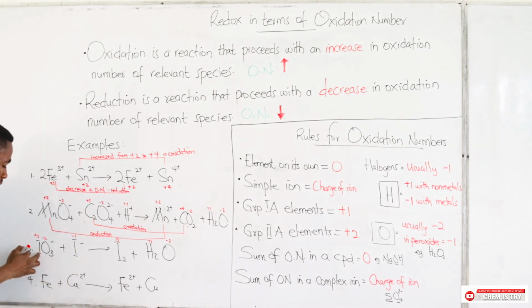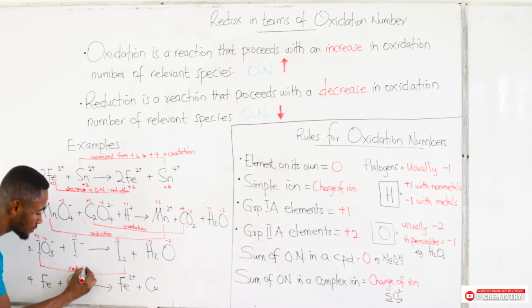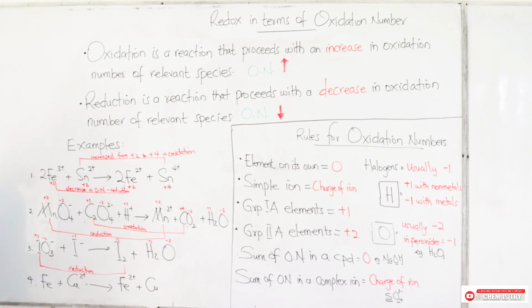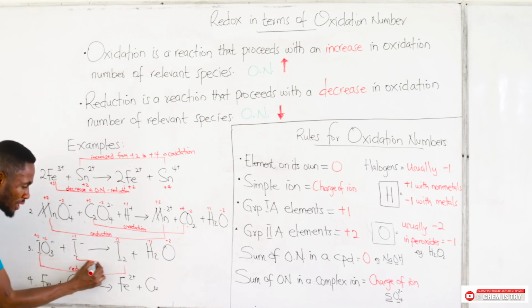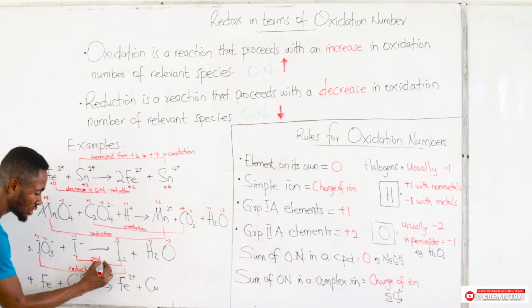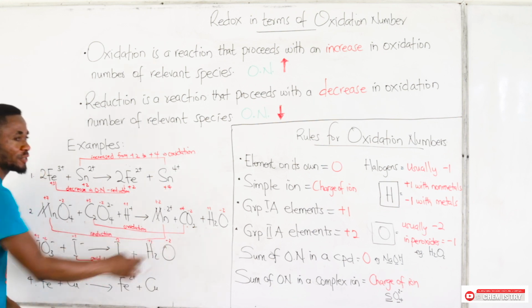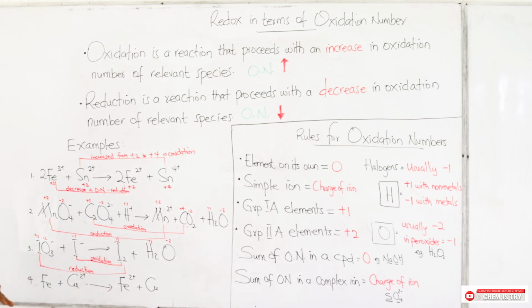Okay, so iodine from positive 5 to 0 is showing a decrease in oxidation number. So it's undergoing reduction. Then the iodide ion is showing an increase in oxidation number from -1 to 0. So it's undergoing oxidation. For the oxygen, it's -2 over here and it is -2 over there. So it is not a relevant species.